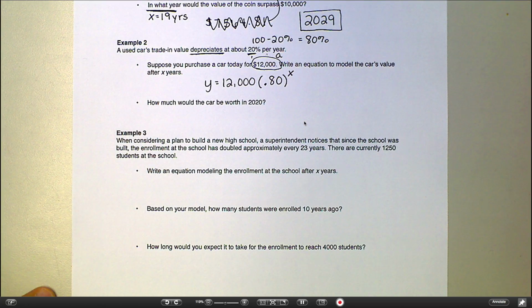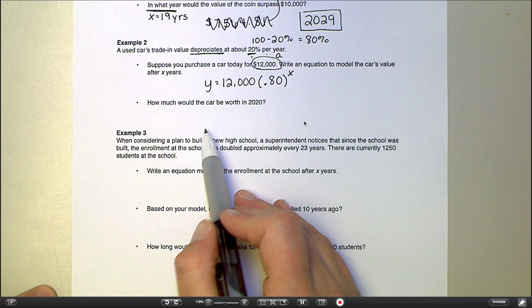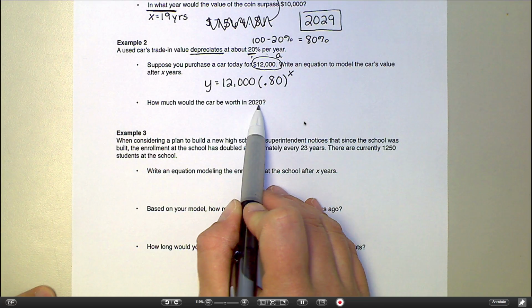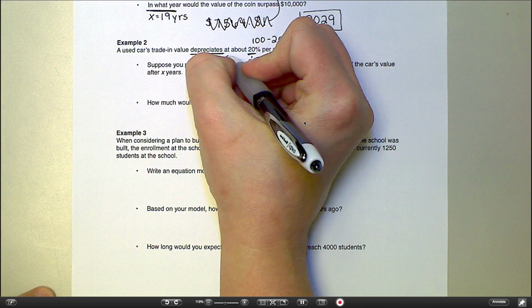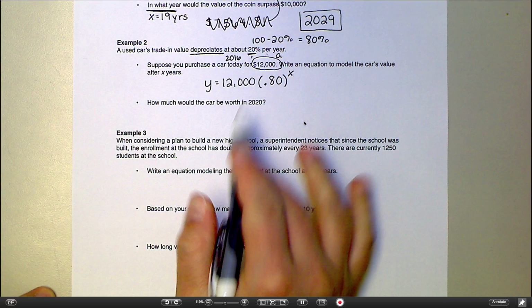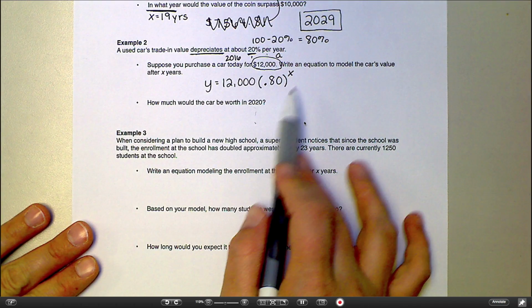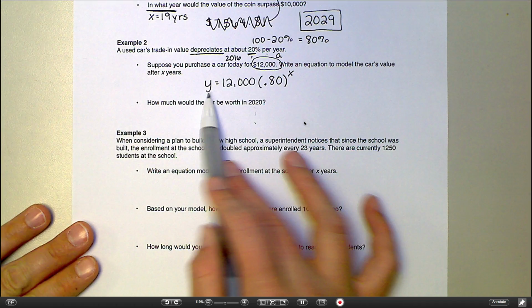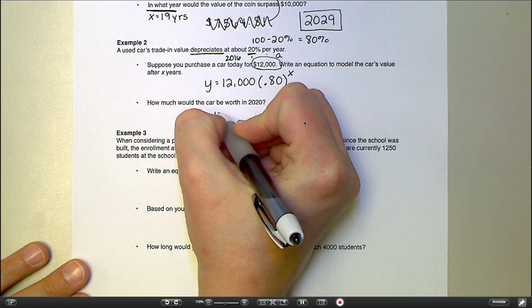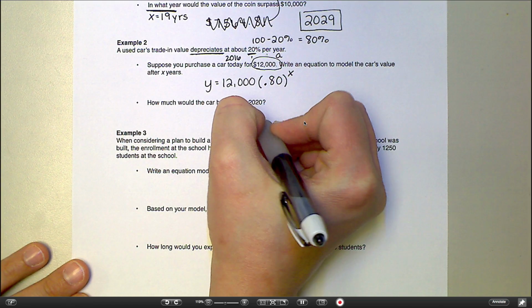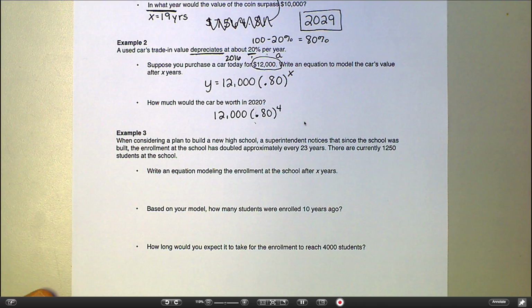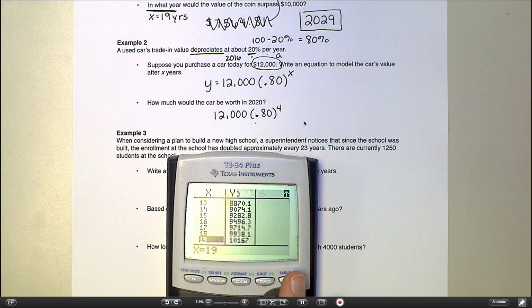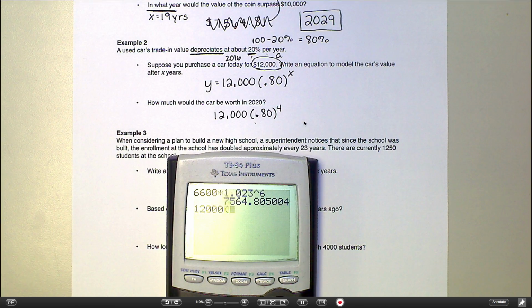There's my model. Then for the year 2020, we have to think about what year this function started in. It says I'm purchasing a car today, so I can assume that's 2016. In 2020, that's 4 years. So I want to know what my value would be if I put a 4 in for x. I would do 12,000 times 0.80 to the power of 4. So 12,000 times 0.8 to the power of 4.